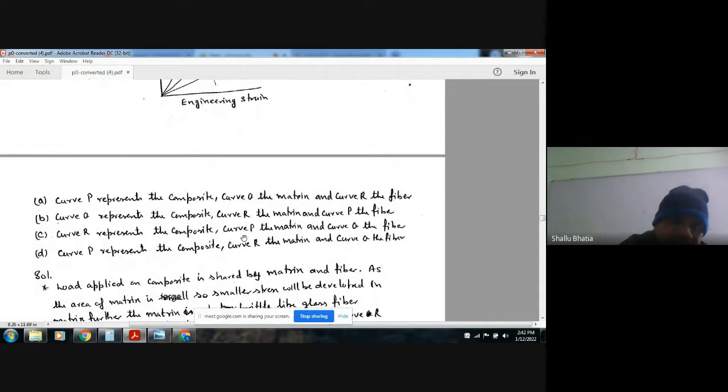Option A, the curve P represents the composite, curve Q the matrix and curve R the fiber. B, the curve Q represents the composite, curve R the matrix and curve P the fiber. C, the curve R represents the composite, curve P the matrix, and curve Q the fiber. D, the curve P represents the composite, the curve R the matrix, and the curve Q the fiber.